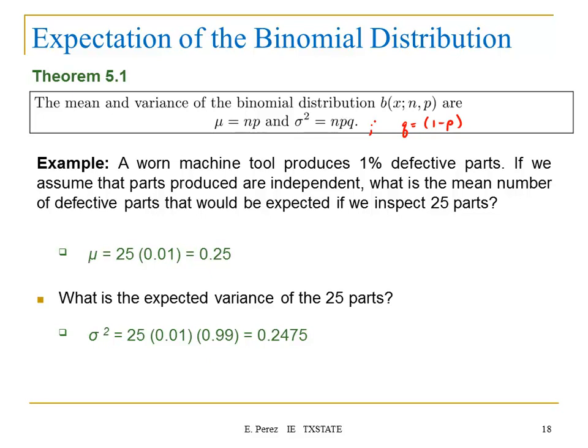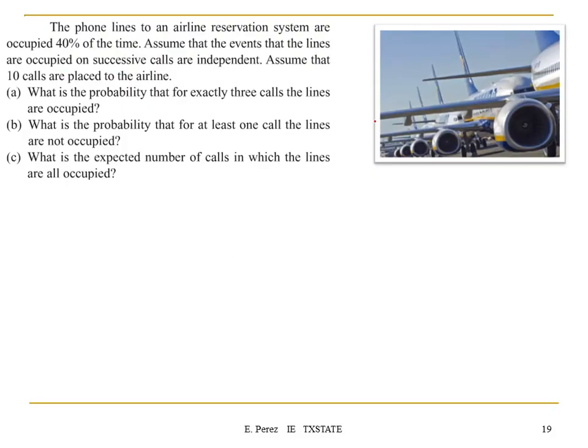One more example, and then we can talk about the exam. See if we can describe these problems. So here we have phone lines to an airline reservation system that are occupied 40% of the time. Assume that the events that the lines are occupied on successive calls are independent. So again, independent trials. Assume that 10 calls are placed to the airline. So that's our n, that's our sample. What is the probability that for exactly 3 calls the lines are occupied?